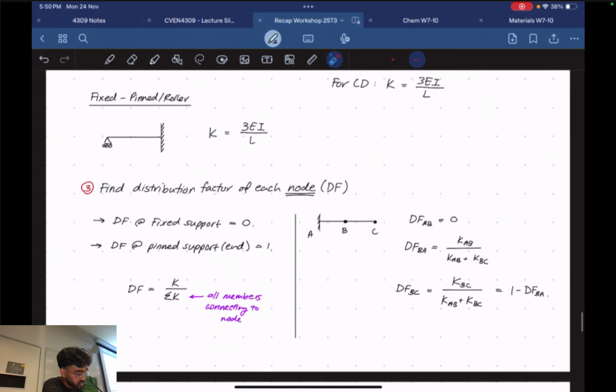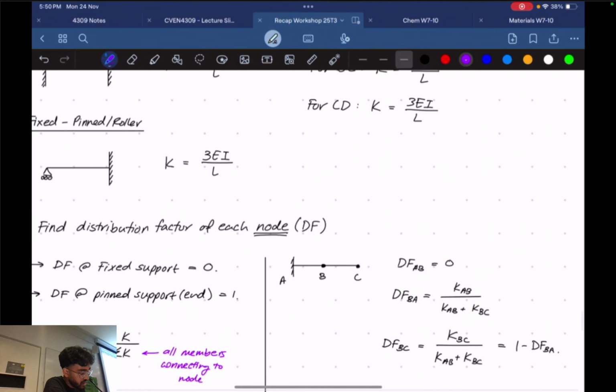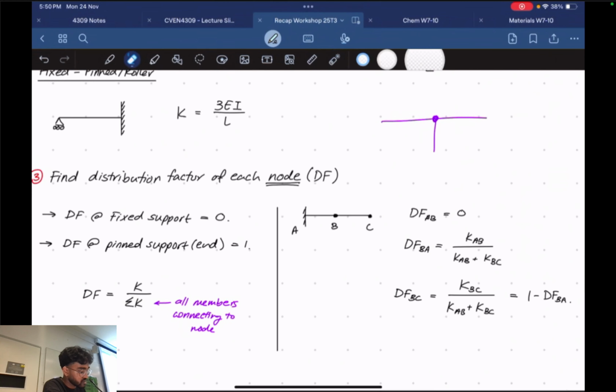But for any of your internal cases, something like this, you're going to have to use this formula here. It's going to be k divided by the sum of all the k's attached to that node. So for example, if I had something that looks like this, and I'm trying to find the distribution factor for this node over here, I'm going to have to take into account this member, and this member at the bottom. Usually, they might ask you something like this, but if it's just 2, then you only have to care about this member and this member. So any of the members that are attached to that node. You see over here at node B, I've got member AB to worry about and member BC to worry about. Yeah?